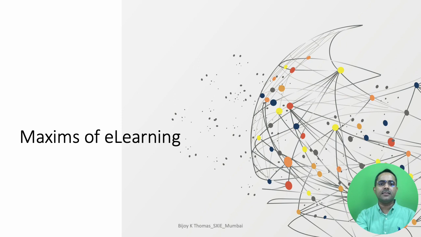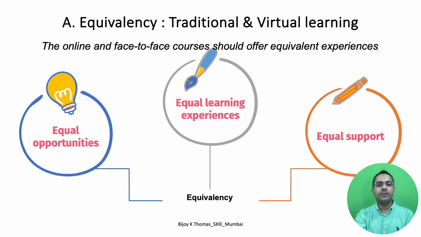Let me discuss some of the principles of e-content development. The e-content should be developed based on the 2 maxims of e-learning. The 2 maxims of e-learning are equivalency and openness. The first maxim of e-learning is equivalency.